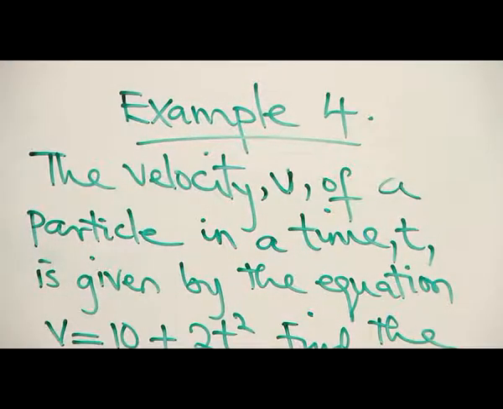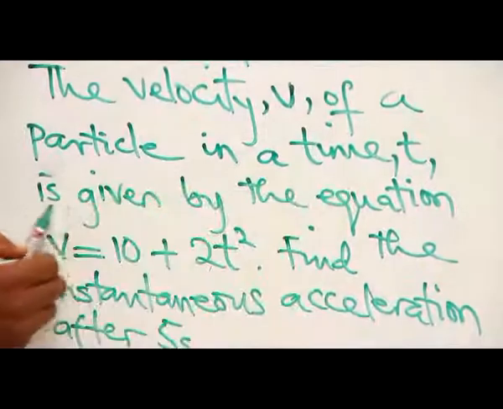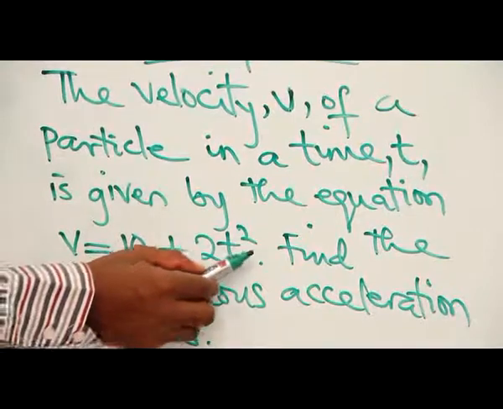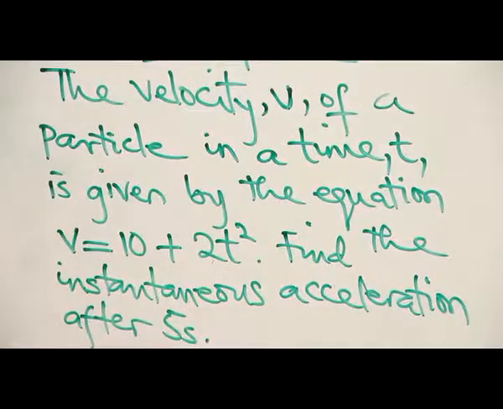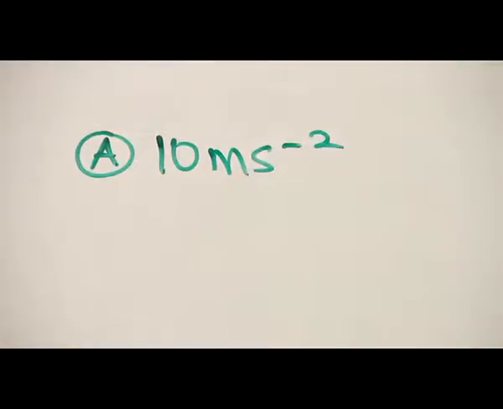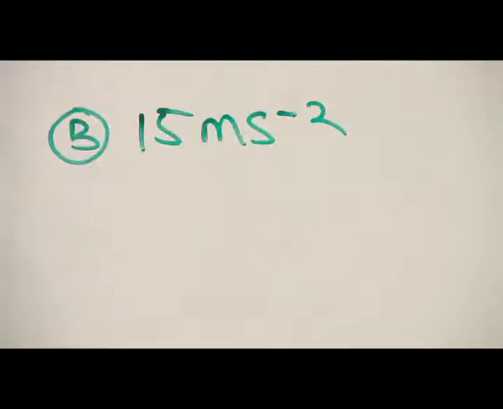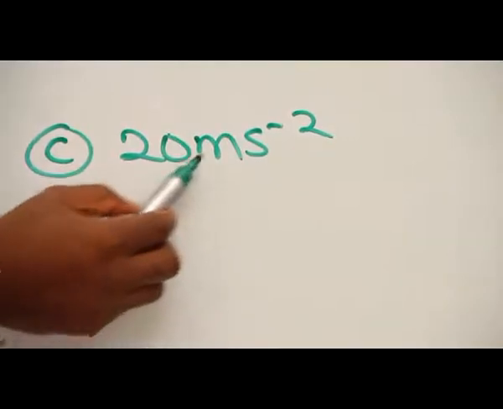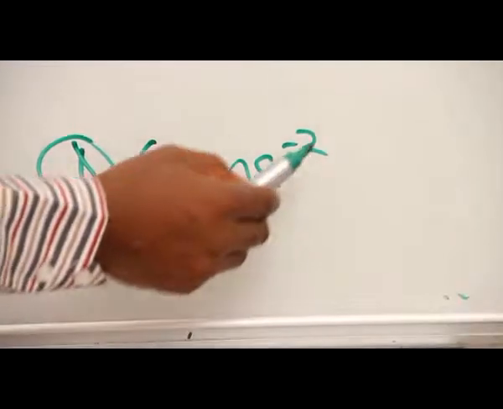Example 4. The velocity v of a particle in a time t is given by the equation v equal to 10 plus 2t squared. Find the instantaneous acceleration after 5 seconds. The options are A, 10 meters per second square, B, 15 meters per second square, C, 20 meters per second square, and D, 60 meters per second square. Solution.